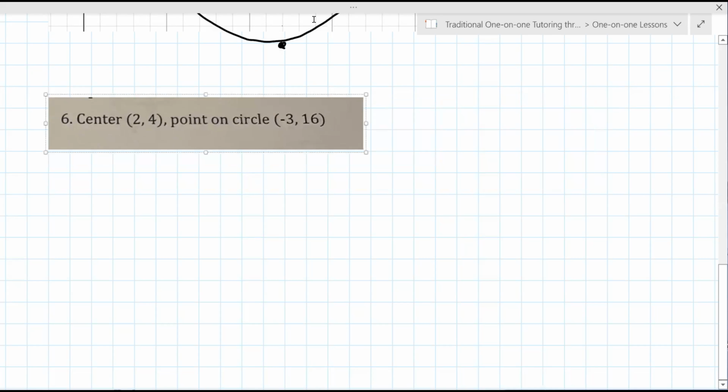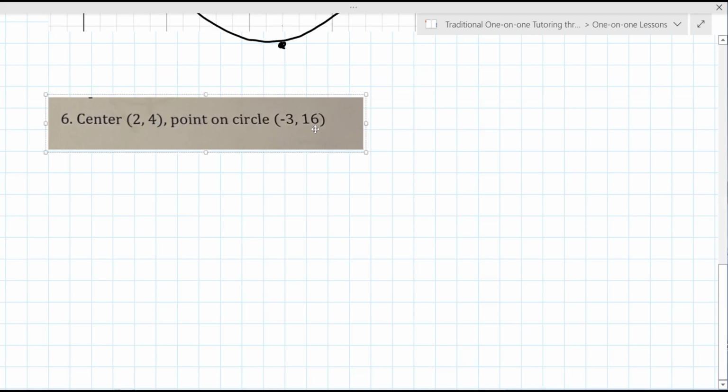Yeah, technology problems. Okay, do you see a problem now that says center 2, 4, point on circle 16, minus 3? Yes, I do. Okay, so this is the other style of problem that you might see. Do you know for sure if it's going to be exactly like what you were given, or if it could possibly be something else? Honestly, I think that's a question I'd be expecting. This new one here.